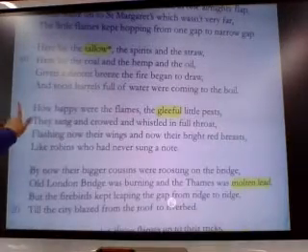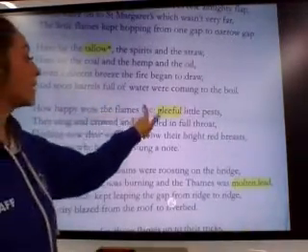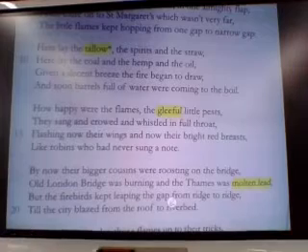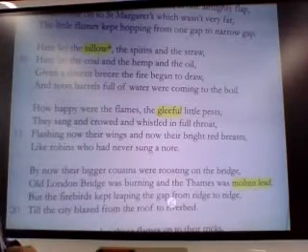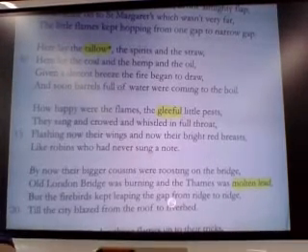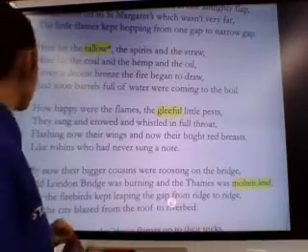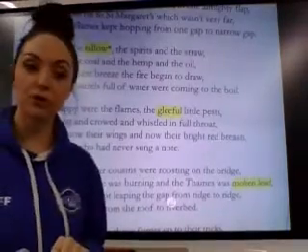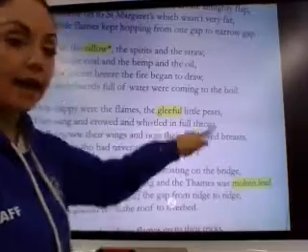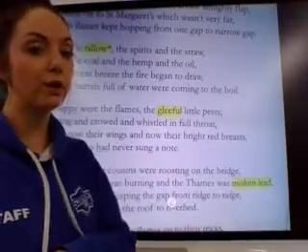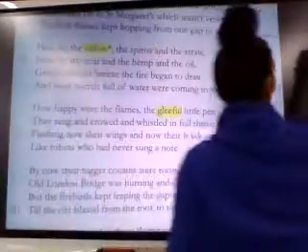Okay, let's have a look at the next bit. So how happy were the flames, the gleeful little pests. They sang and crowed and whistled in full throat, flashing now their wings and now their bright red breasts, like robins who had never sung a note. Okay, so I've highlighted gleeful here. Now I know some of you will know what that means, but maybe not all of you.